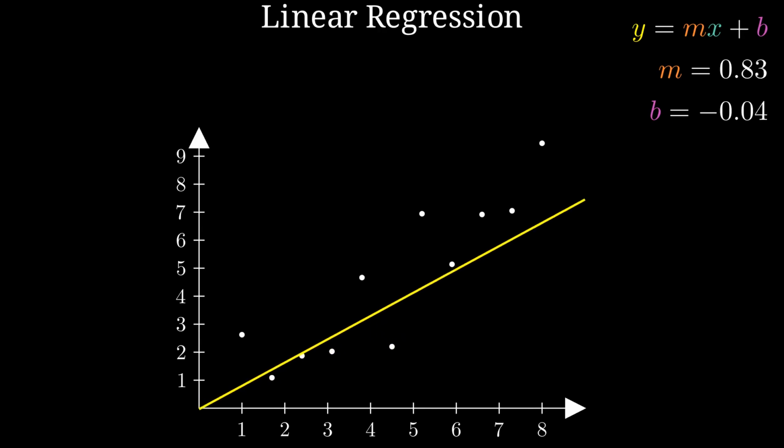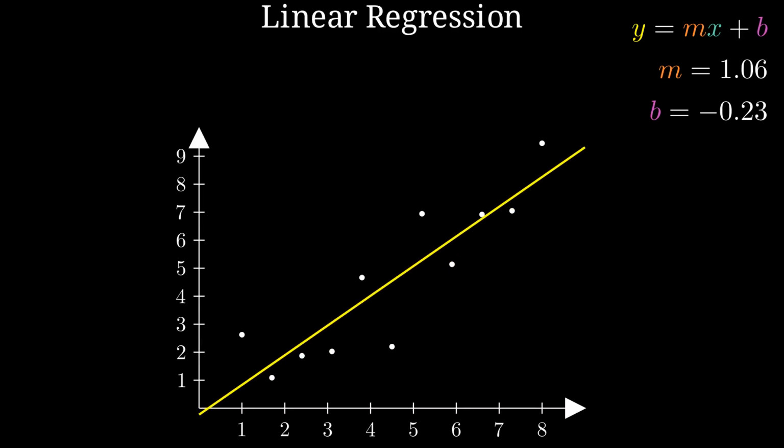By adjusting the slope and intercept, we find the line that minimizes the total error, the differences between the predicted and actual values. These small vertical lines show those differences, known as residuals. The line that minimizes all of them is our best fit line, and that's what linear regression finds.